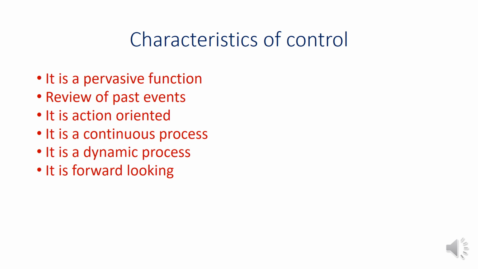Next we will see the characteristics of control. We will see the different characteristics. It is a pervasive function, review of past events, action oriented, and a continuous process. It is a dynamic process. Due to all the above, you will have a next step ahead, that is, you will be looking forward to the next higher level.